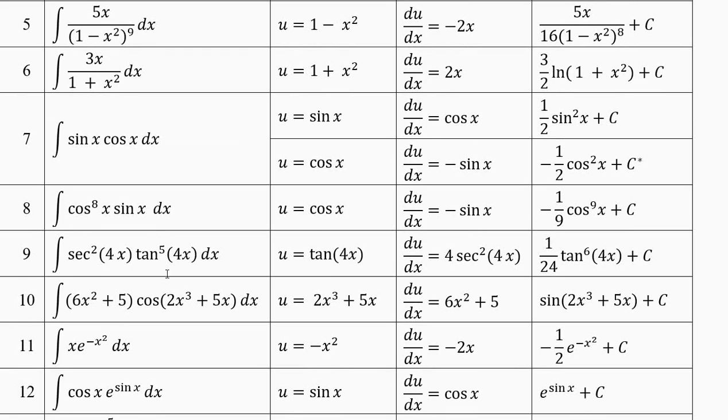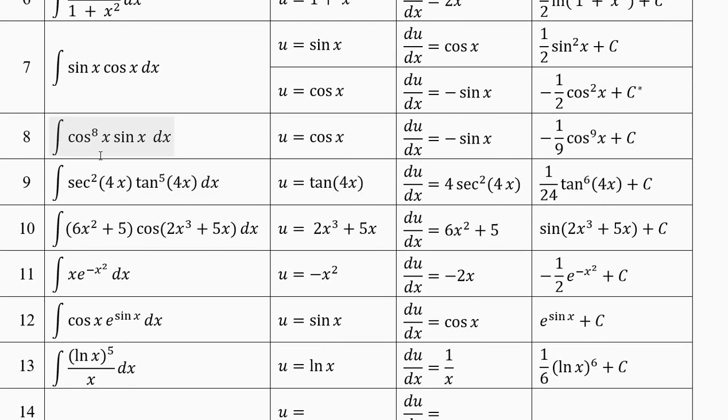Now the seventh example, we have sine x cosine x. Derivative of sine is cosine, derivative of cosine is minus sine. So if one decides to choose u equal to sine x, then the answer will be half sine square x. And if one decides to choose u equal to cos x, the answer will be minus 1 over 2 cosine square x, minus half cosine square x. And the two c's will have to differ because the answer looks different, so the c's are also going to be different.